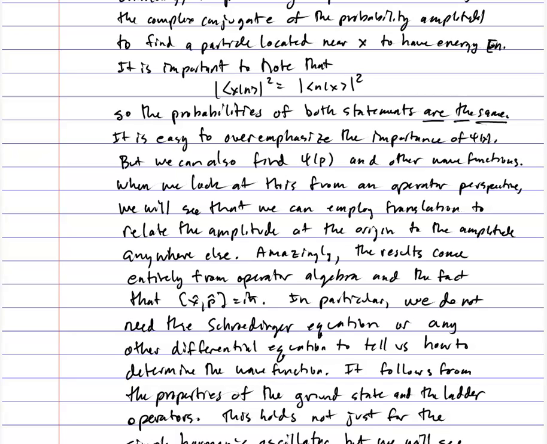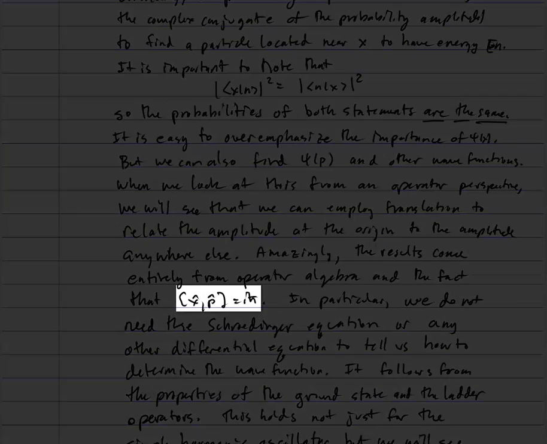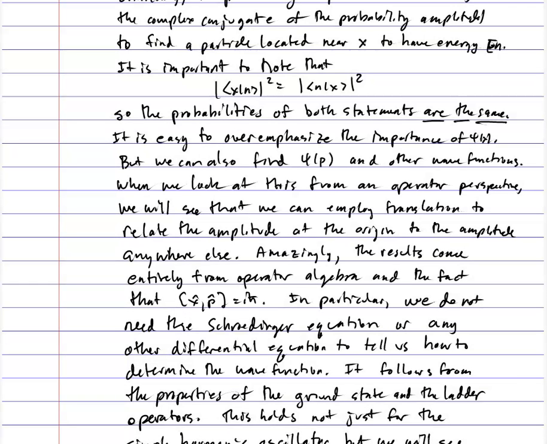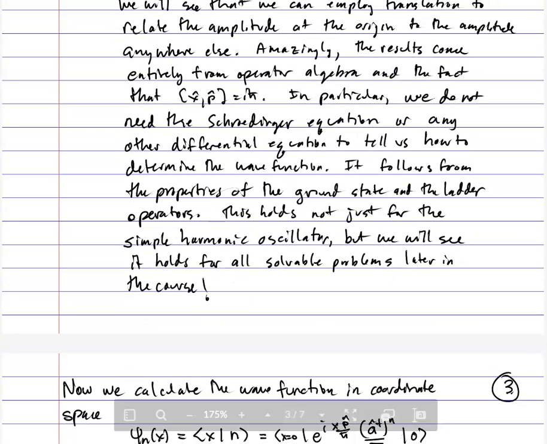When we look at this from an operator perspective, as I'm going to be emphasizing in this course, we will see that we can employ translation to relate the amplitude at the origin to the amplitude anywhere else in the wave function. Amazingly, all of these results come simply from the operator algebra and the fact that the commutator of x with p is equal to i h bar. I think you're going to be really amazed when you see us go through this calculation in just a moment. In particular, we do not need the Schrodinger equation or any other differential equation to tell us how to determine the wave function. You may be shocked by that statement, but I'm going to just show you why that's true.